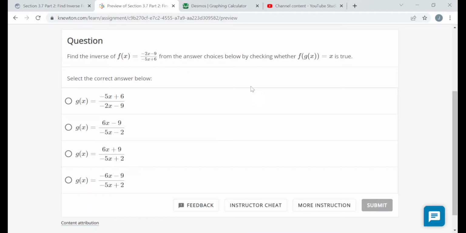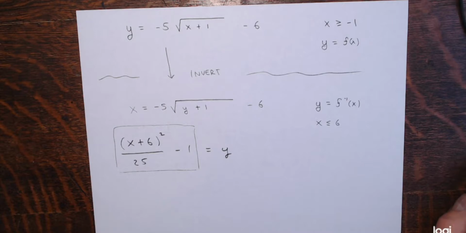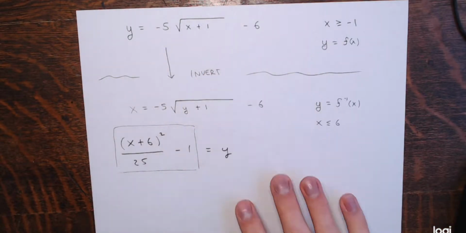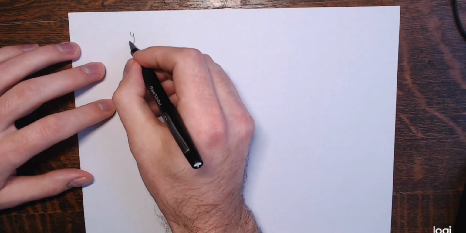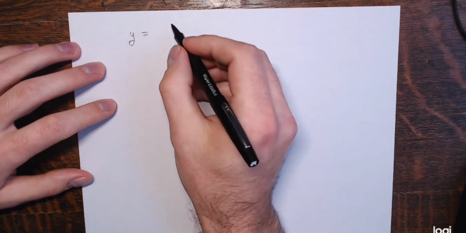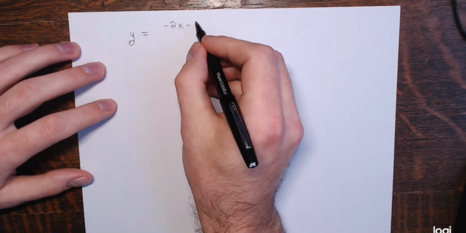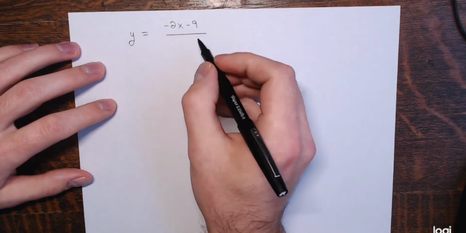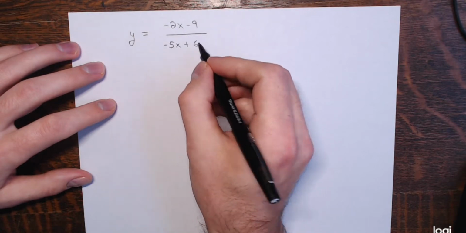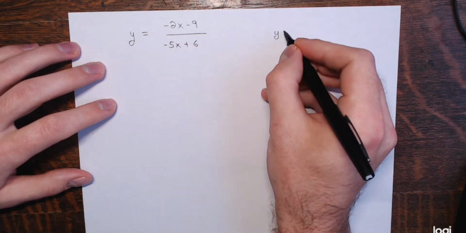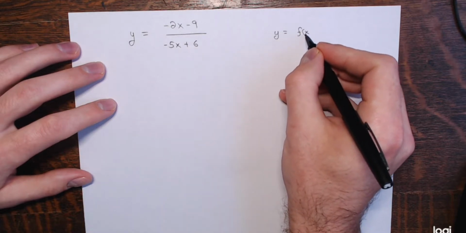Now this one I'll actually write out. These are a little more involved. I'll write it out and do the inversion and all that, switch x with y, y with x, and solve for the new y, and we'll have our inverse function. So the function we're given is y equals negative 2x minus 9 divided by negative 5x plus 6. And this y is f of x. And then I invert.